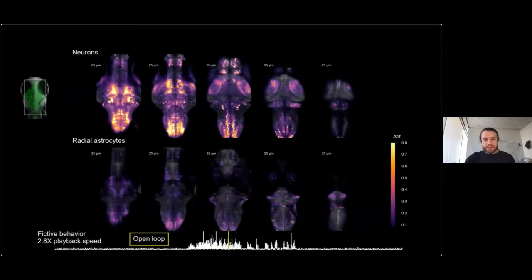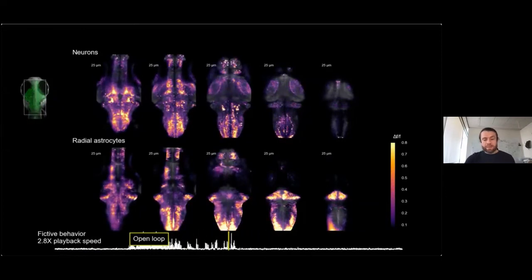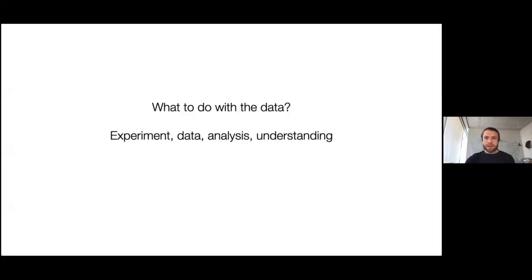You can imagine that this produces data sets that are big, not trivial to analyze. Just first of all, because of the size, you have to extract tens of thousands of cells from this and then try and interpret them. So I'm now going to cover some of what to do with the data and to really go from experiment to data to analysis to an understanding of the data. I think there's a huge space for creativity here, application of computational methods, machine learning.